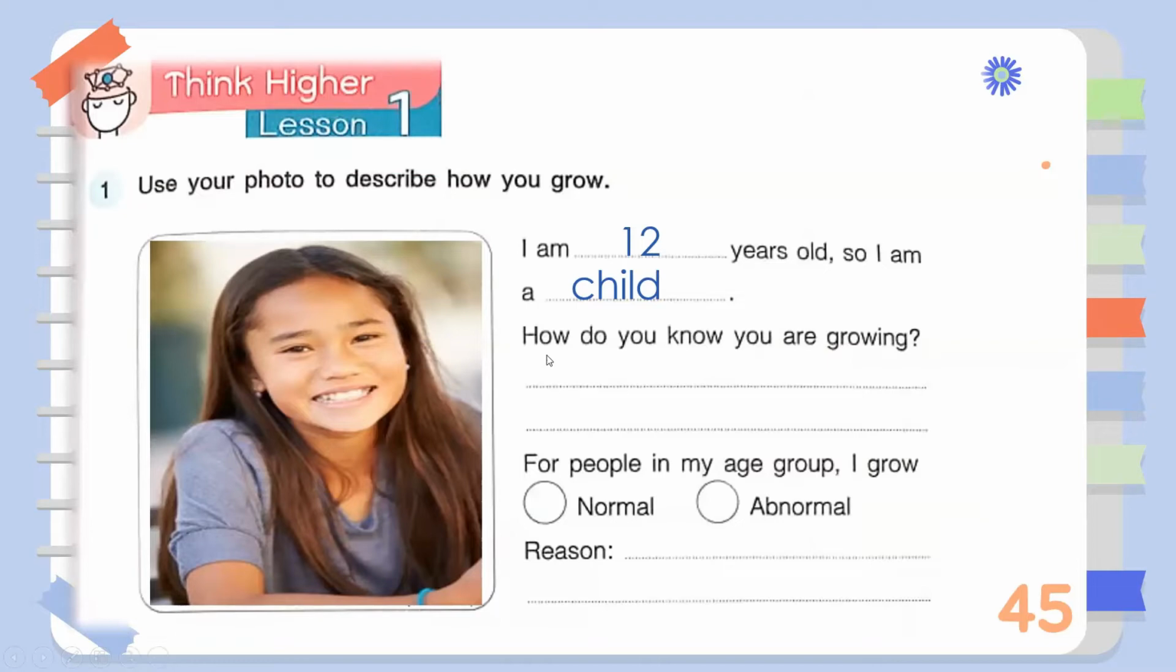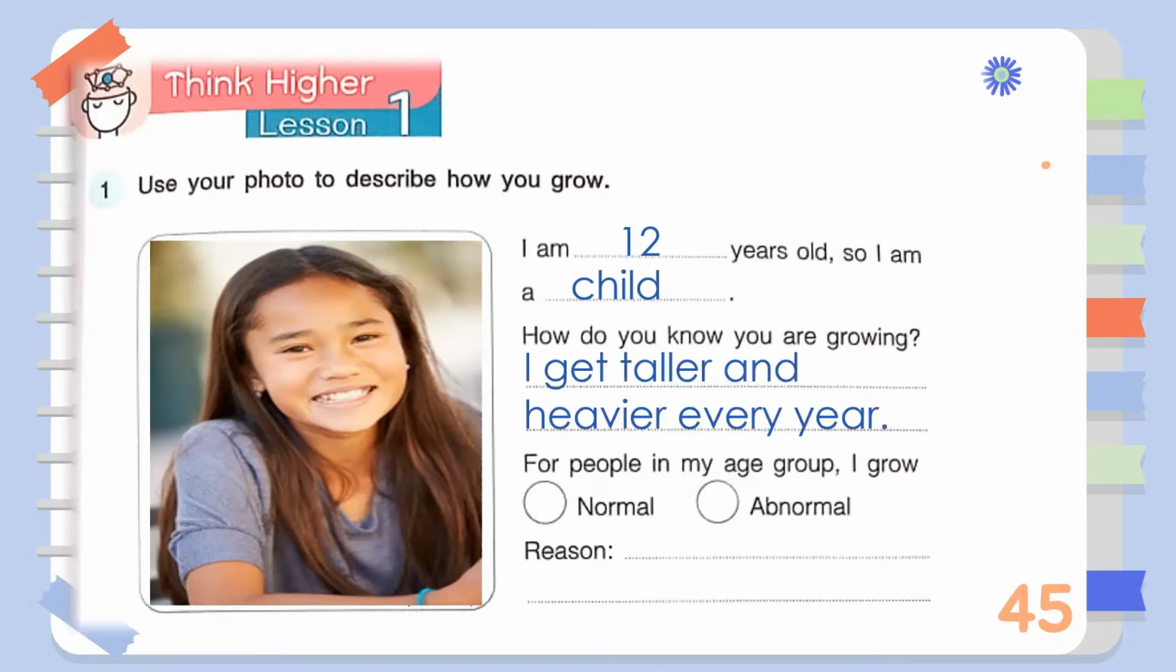Now, let's proceed. How do you know you are growing? What do you observe with your body, your height, and weight every year? Are you growing? Does your height and weight change? Let's say, I get taller and heavier every year. Let's proceed. For people in my age group, I grow normal or abnormal. So you can tick normal or abnormal.